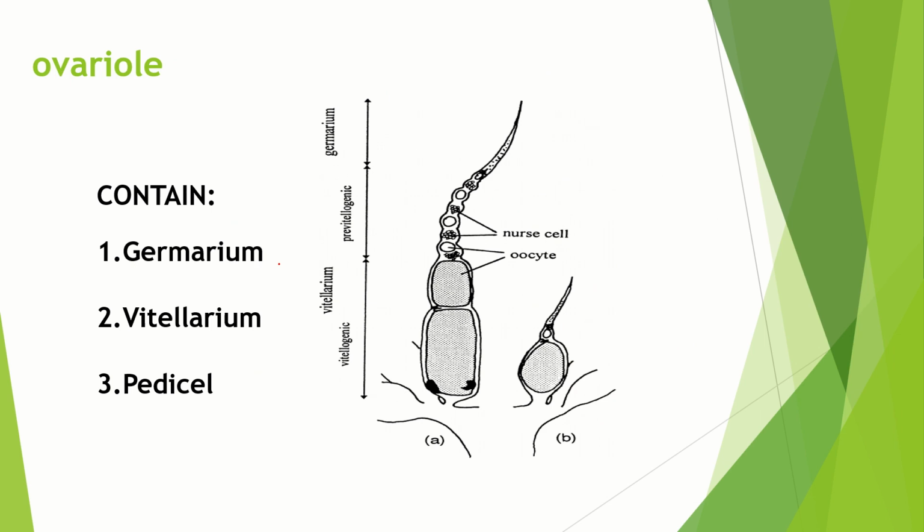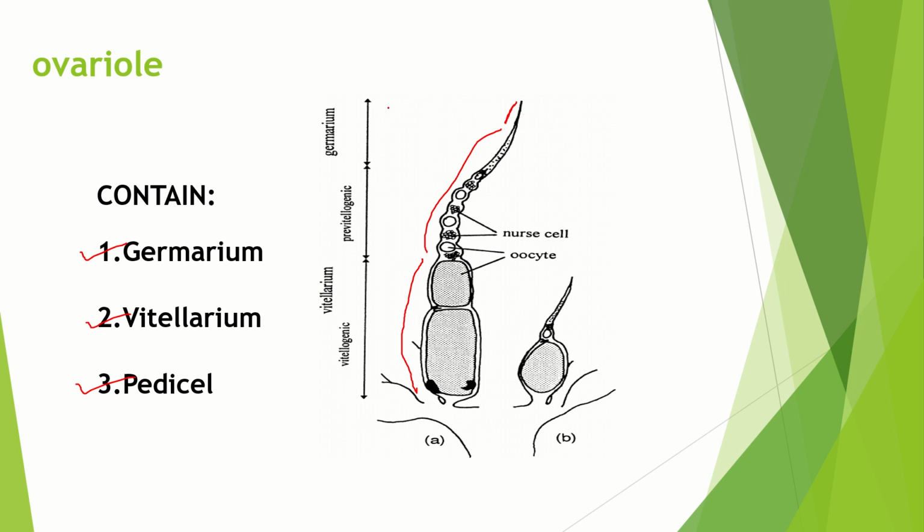Next is the ovariole. The ovary contains a string of ovarioles. What is the function of the ovariole? It produces the egg, and it has different parts: the germarium, the vitellarium, and the pedicel. This portion is called the terminal filament, this portion the germarium, and this portion the vitellarium.